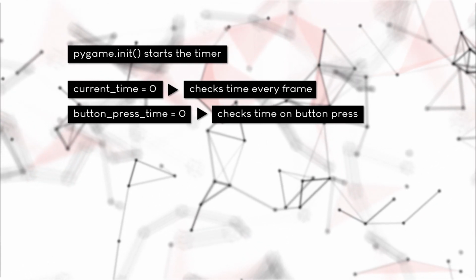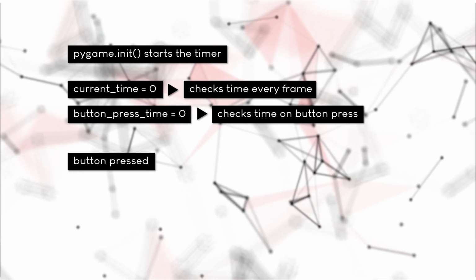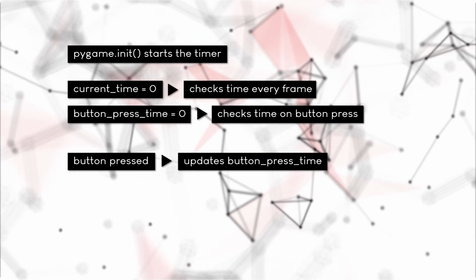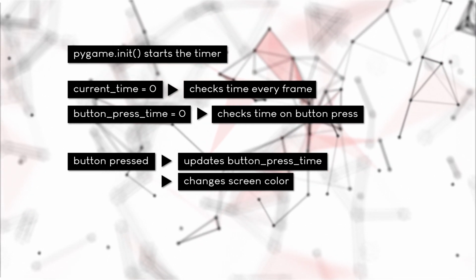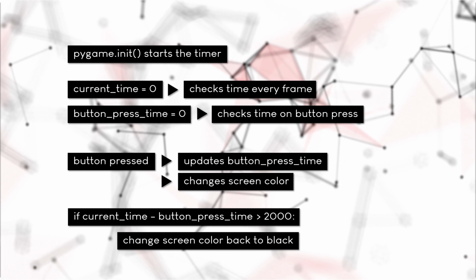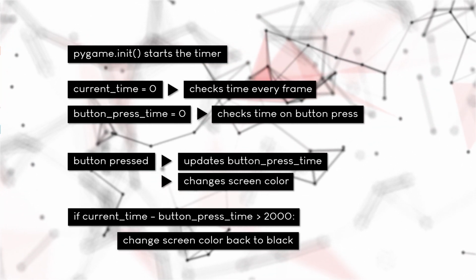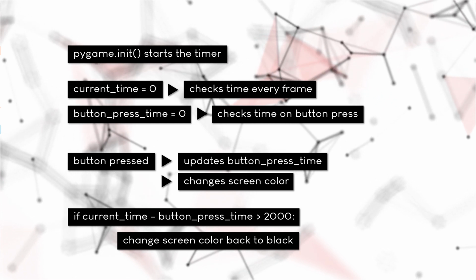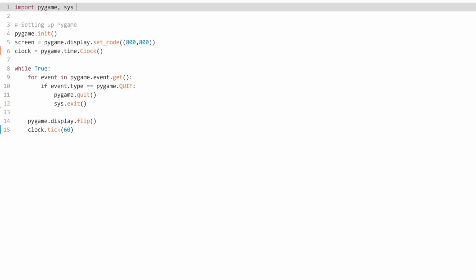And then I also have some code to check for a button press. And only when a button is pressed will the button press time be updated. And that button press also changes the background color of the game to white. And then we will check on every cycle of the game loop if the difference between the 2 points is greater than 2000 milliseconds. And if it is, then we change the color of the background to black. And that's it. Now let's actually implement all of this.